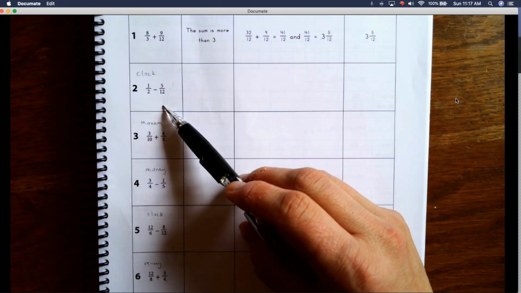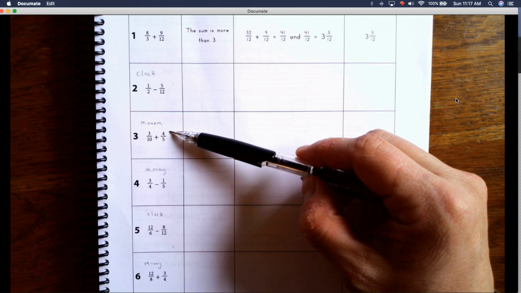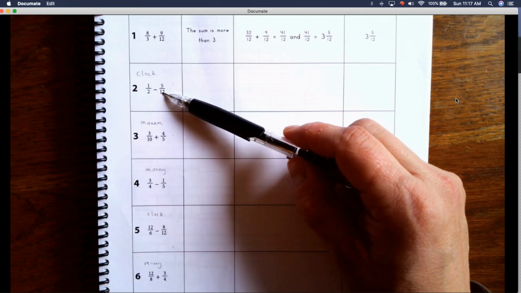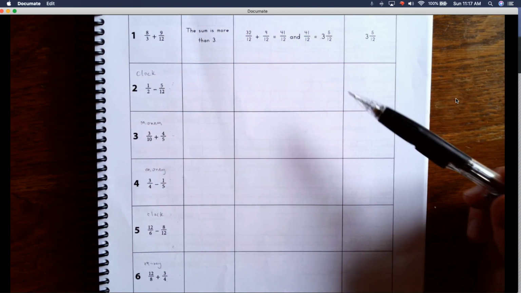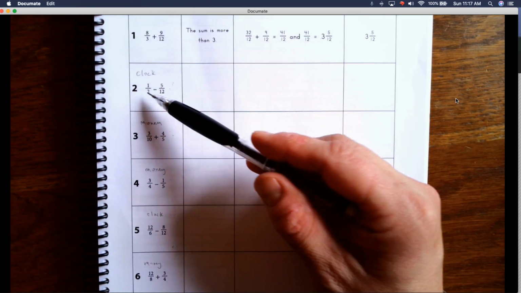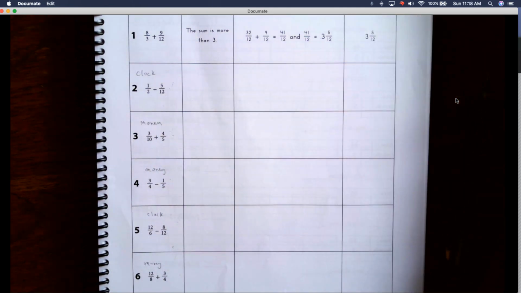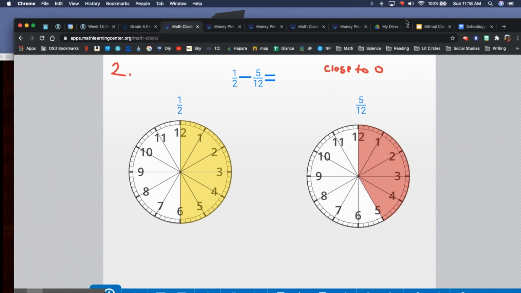We're going to walk through each of these. So we're going to start with number 2, 1/2 minus 5/12. The reason I know whether I'm going to use a clock or money is when I look at the denominators, like 2 and 12, I know that both of those can go into a clock, either twelfths or sixtieths. So I'm going to use the clock model. Let's go ahead. I'm going to bring this down. We're going to bring this up.